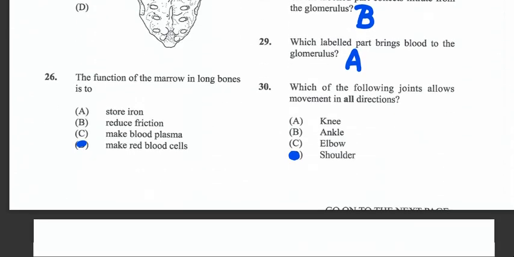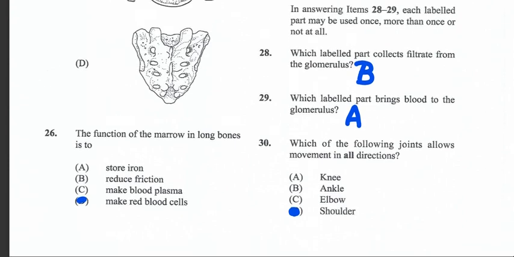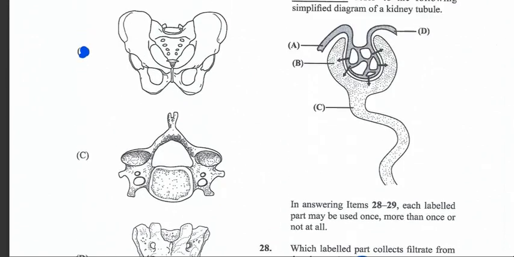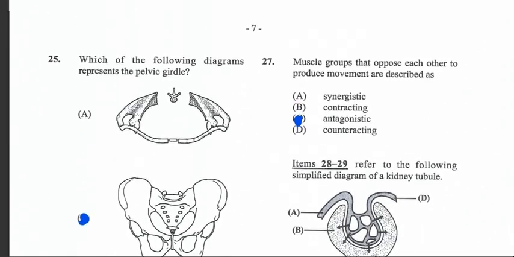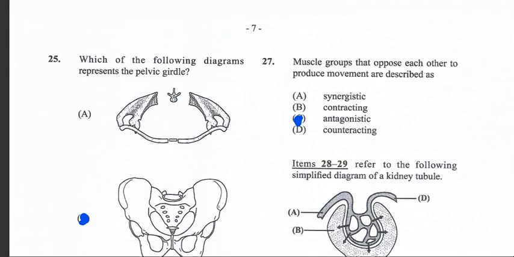Alright, good. So number 26, it says the function of the marrow in the long bone is to, and we all know that the marrow in the long bone, guys, is to make the red blood cells. Therefore, if you don't have enough, we could have a lesser amount of blood in our body.